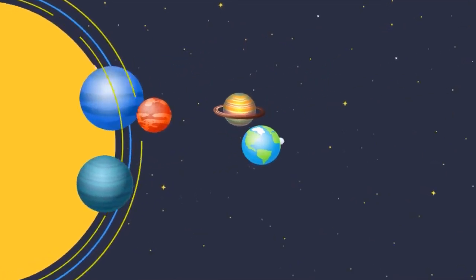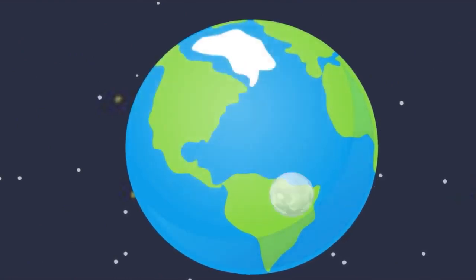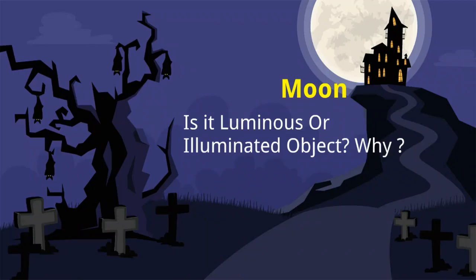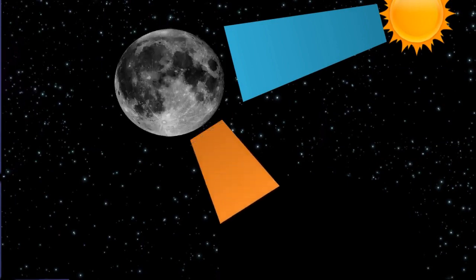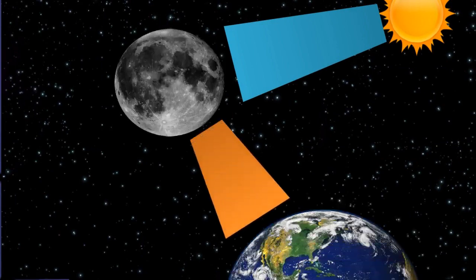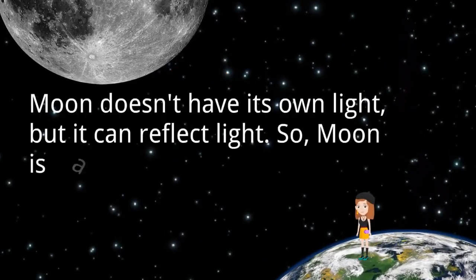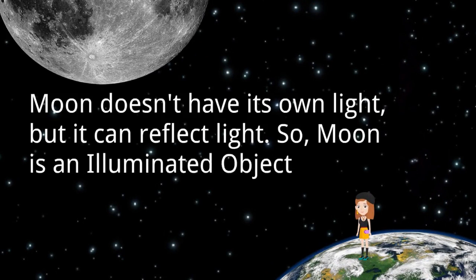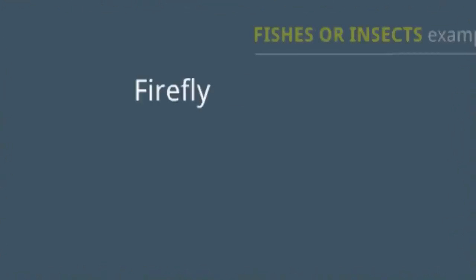The Earth is moving around the sun and the moon is moving around the Earth. So sometimes the moon is in a position where the sunlight is falling on the moon and then it is reflected. See, sunlight is falling on the moon and it is reflected to our Earth and we can see it. So from the Earth you can see the moon. The moon doesn't have its own light, although it is bright at night. The moon is an illuminated object.